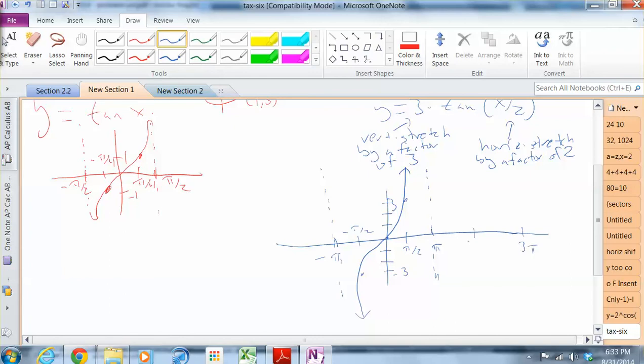So I'll just simply graph another cycle to the right. So I'll put another asymptote at 3 pi. And let's see here. This is at 5 pi over 2. And that's going to be at 3 pi over 2. And again, we stretched by a factor of 3. So the graph looks like that. So there we have the graph for y equals 3 times tangent of x over 2.